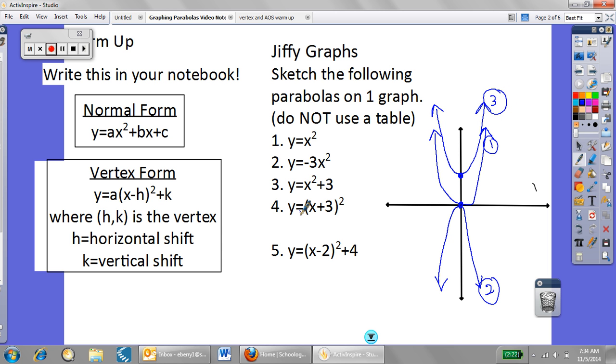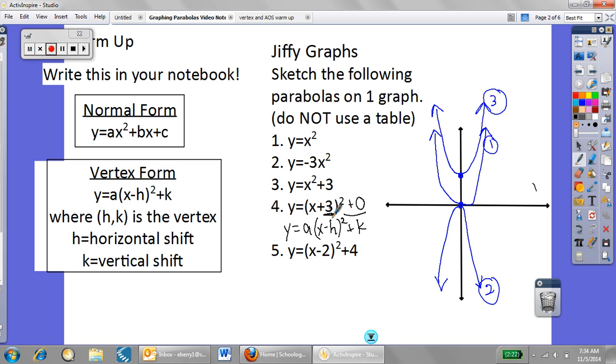Number 4, so this is a new one. This is based on the vertex form here. So we can see that there's no k value. If there was anything, we can put a plus 0. So there is no vertical shift. However, if you look at the number 3 right here, this lines up with the h, which is a horizontal shift. If we write this out, this is a times x minus h squared plus k.